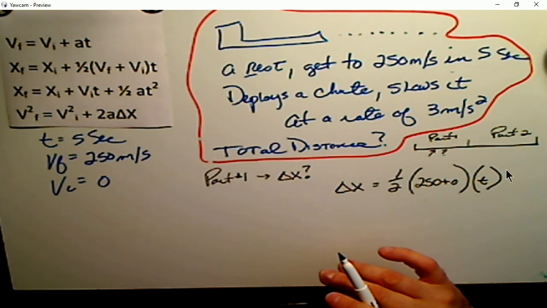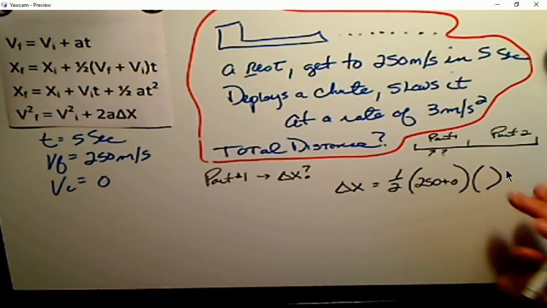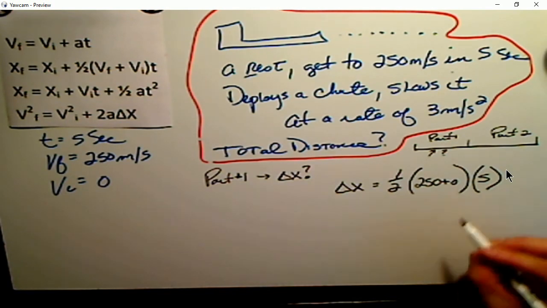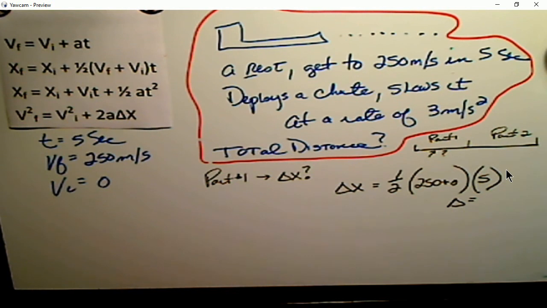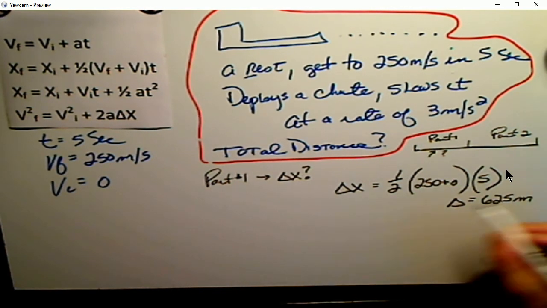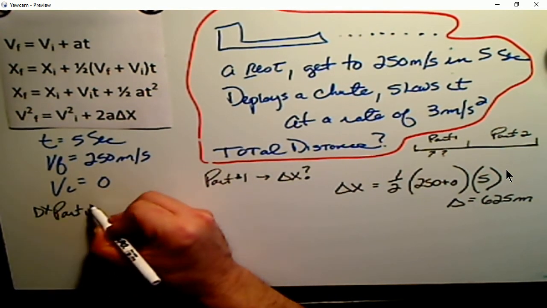Looking at this equation, we do know the time at 5 seconds. So given that time at 5 seconds, what is the change in distance? Do the calculation yourself, and you should get 625 meters. So for part 1, change of x of part 1 is equal to 625 meters.